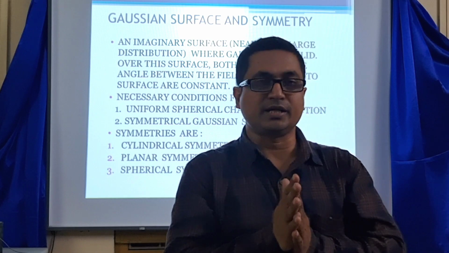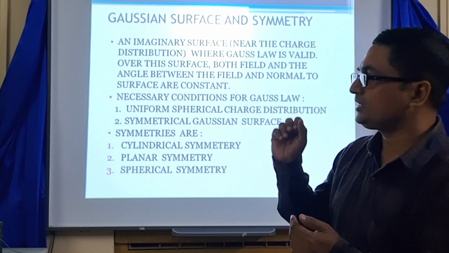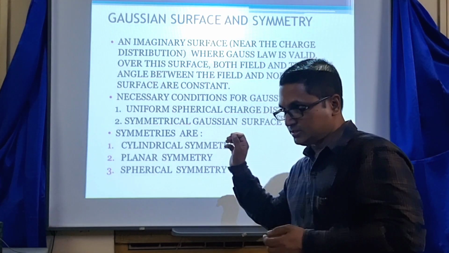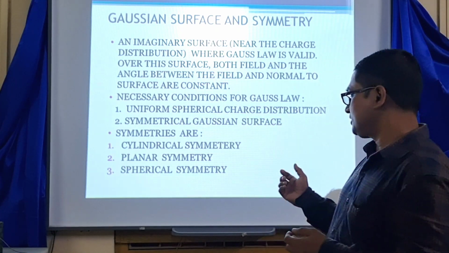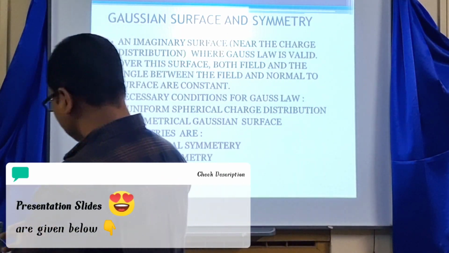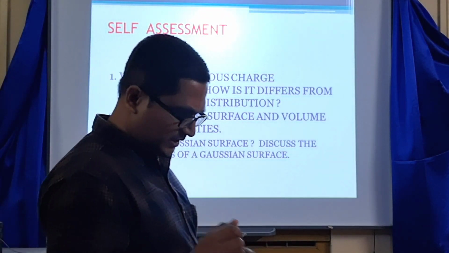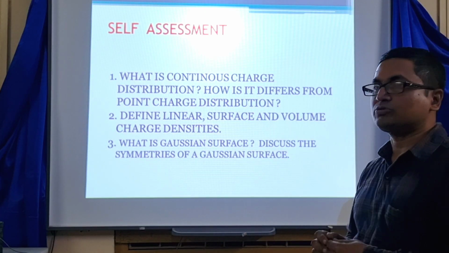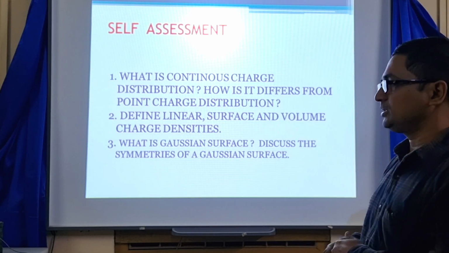To conclude regarding the Gaussian surface, it's an imaginary surface for mathematical convenience, where we apply the Gauss law. It contains certain symmetries like cylindrical, planar, and spherical, and the necessary conditions of uniform spherical charge distribution and a symmetrical Gaussian surface. We must remember that it's not a physical surface, but it's very important for calculating certain things with the help of Gauss law. It's not possible to use the Gauss law in the absence of a Gaussian surface.